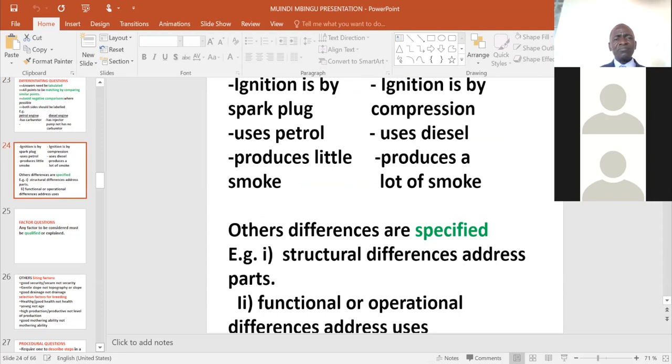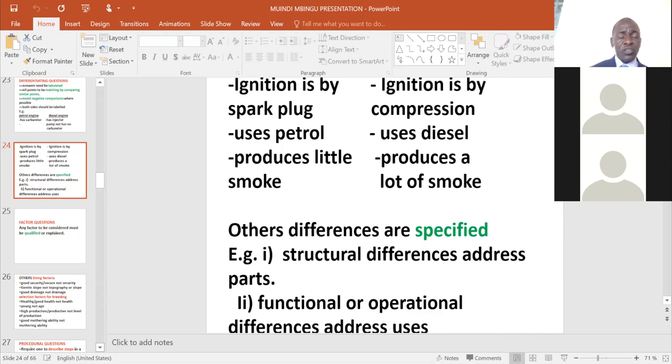Now, there are some differences that have got a word that confines us to particular responses. For example, if a question reads as follows: state the functional difference between a ring spanner and an adjustable spanner. Functional. So you don't look at the shape and talk about the shape. That now becomes structural. So functional is operational.